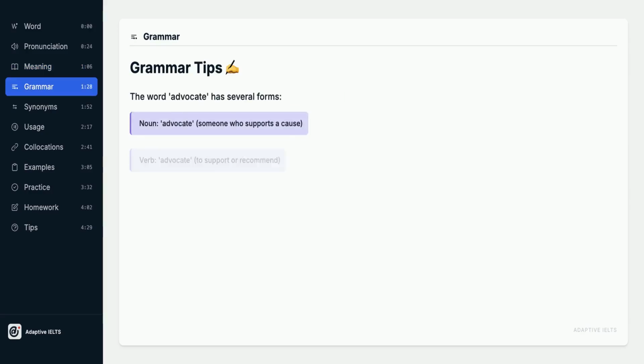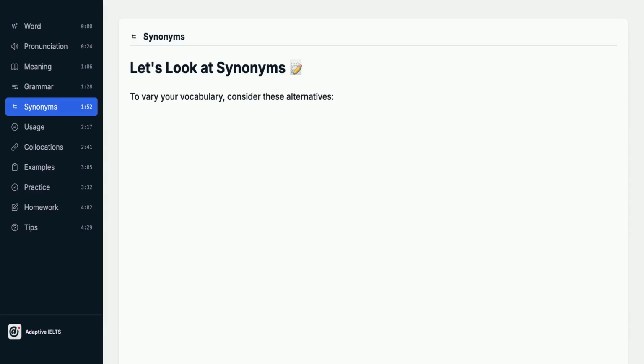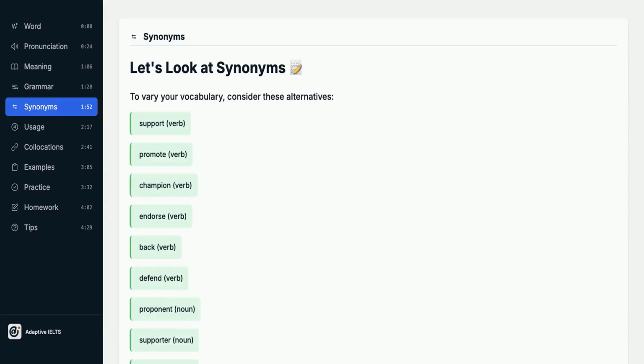The word advocate has several forms. As a noun, advocate, someone who supports a cause. As a verb, advocate, to support or recommend. The adjective form is advocative, having the nature of advocating or supporting. There's also the noun advocacy, the act of advocating or support for a cause, and the adjective advocatory, relating to advocacy or advocating.